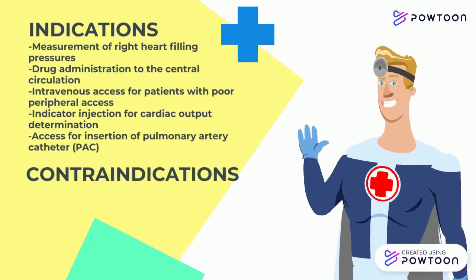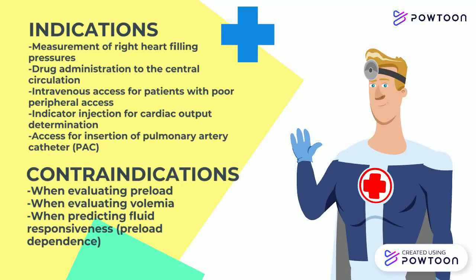Let's move on to indications. So first, it is indicated for patients that need measurement of the right heart filling pressures. Next, if a patient needs drug administration to the central circulation, and if a patient has poor peripheral access. Next is indicator injection for cardiac output determination and access for insertion of a pulmonary artery catheter. We also have contraindications. It is contraindicated when we are evaluating preload, volemia, and when predicting fluid responsiveness.